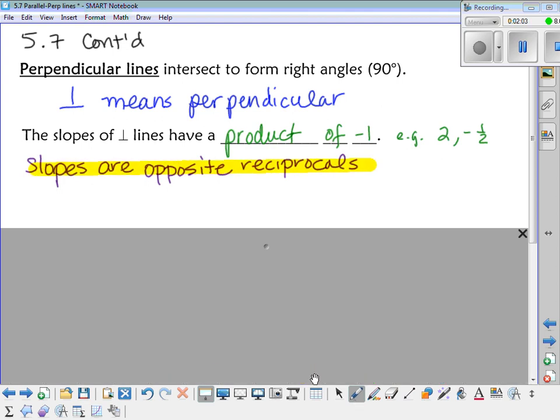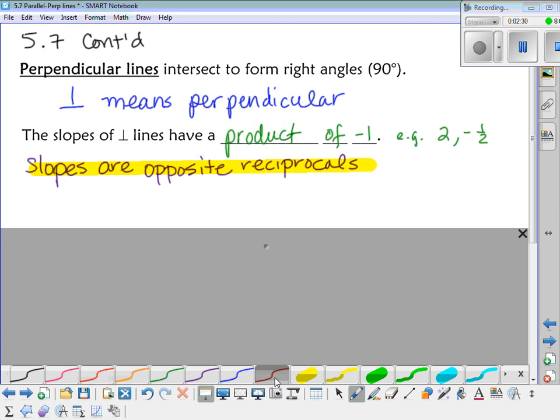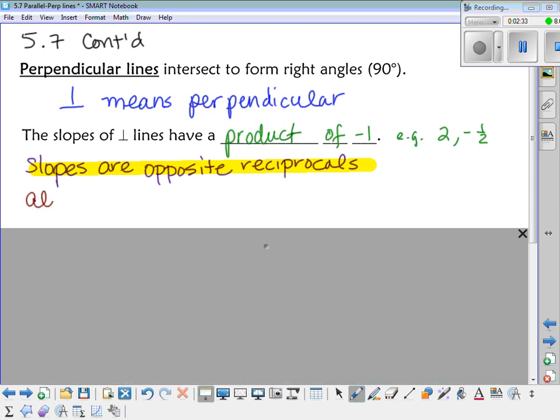So if I tell you the slope of the first line is 2, the perpendicular one, you flip it over and make it negative, it's -1/2. If I tell you the slope of the first line was 4, it would be -1/4. You flip it over and make it the opposite. What if the original line was -2/3? Then what would we do? Flip it over and make it positive. 3/2, exactly.